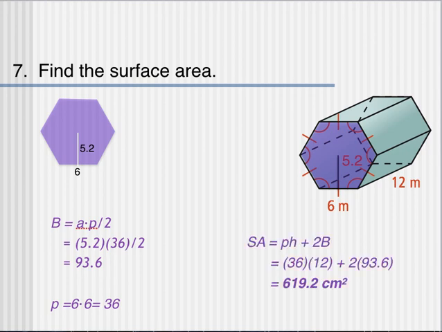Plug into surface area equals perimeter times height plus 2B. And you get around 619.2 square centimeters.